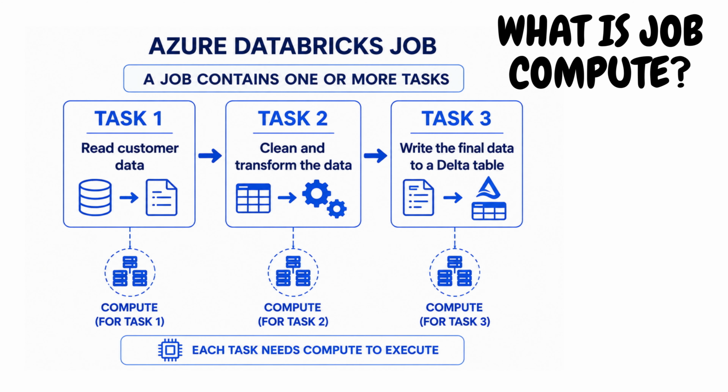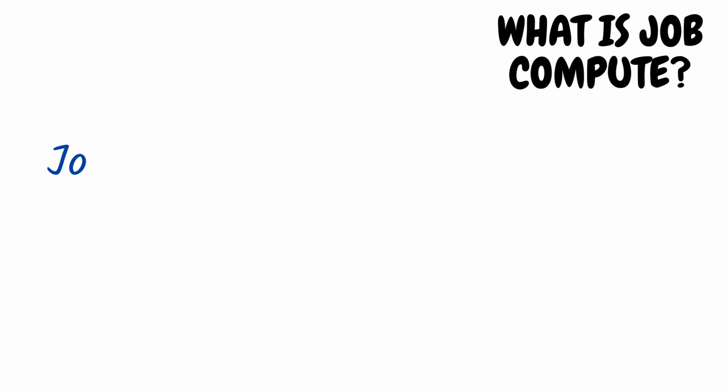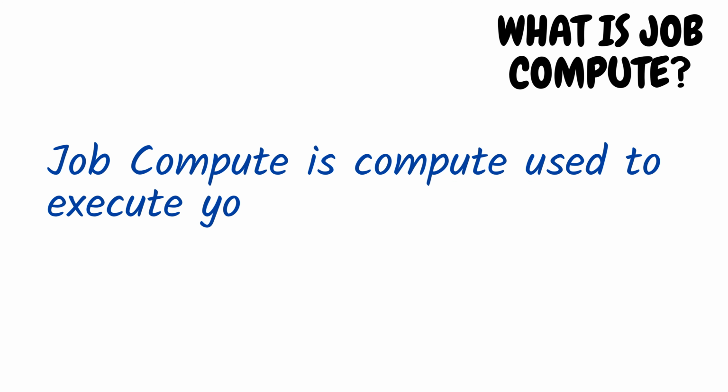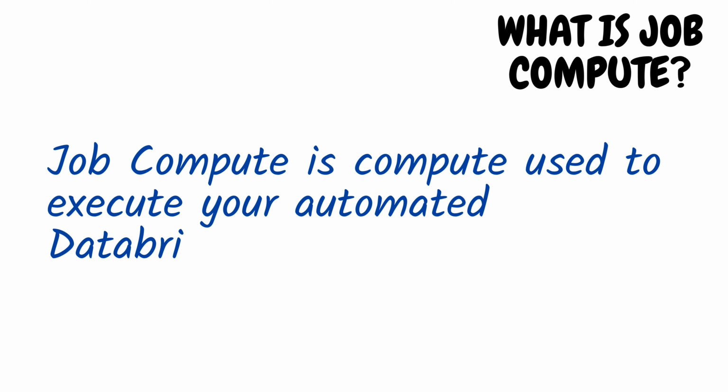In Azure Databricks, a job contains one or more tasks. For example, task 1, read customer data. Task 2, clean and transform the data. Task 3, write the final data to a delta table. Each task needs compute to execute. You can configure compute for the tasks, and multiple tasks can even share the same job compute resource. So remember this simple definition. Job compute is compute used to execute your automated Databricks job tasks.